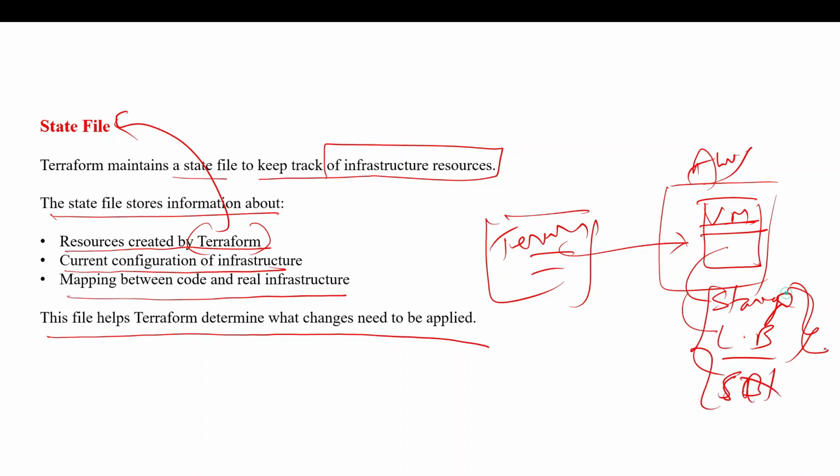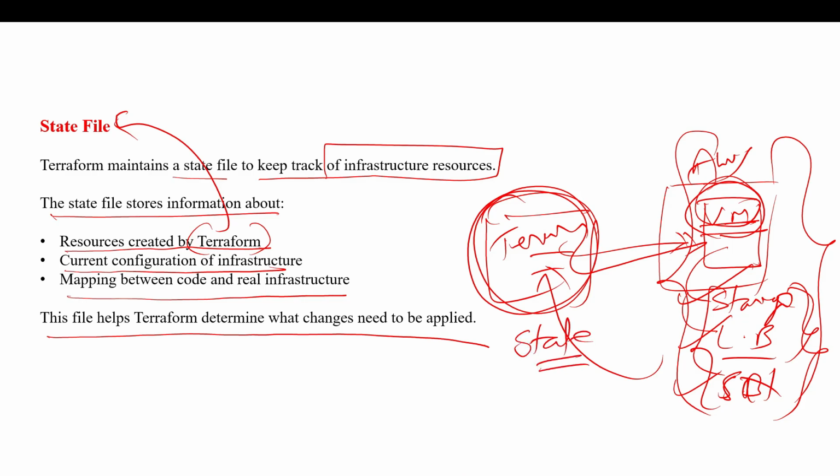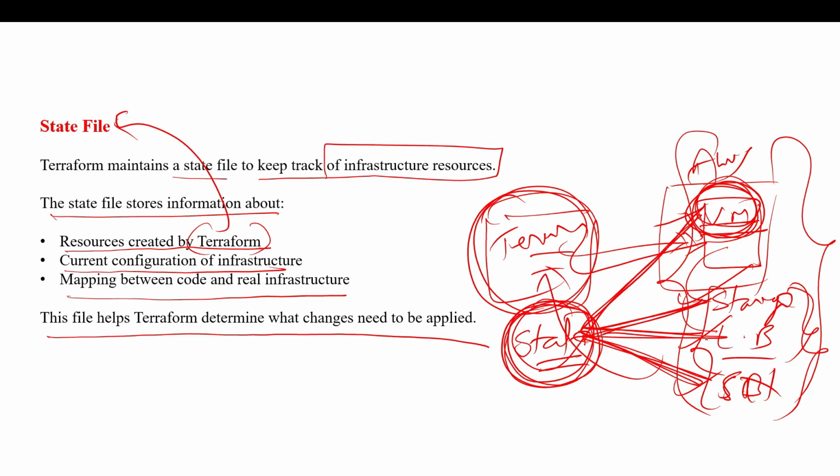Okay, so these are some resources that have been configured with the virtual machine, your storage, your load balancer, and your subnet, right? So now when Terraform runs your script, it is going to create these resources in the AWS cloud. Once they are created, Terraform is going to maintain a state file. What we have inside the state file is complete information about whatever resources have been created in the cloud. So this state file will have information about this virtual machine, this storage, this load balancer, and this particular subnet.